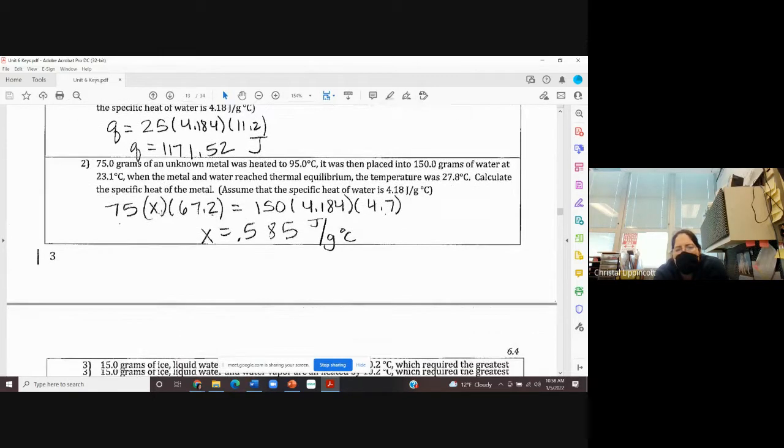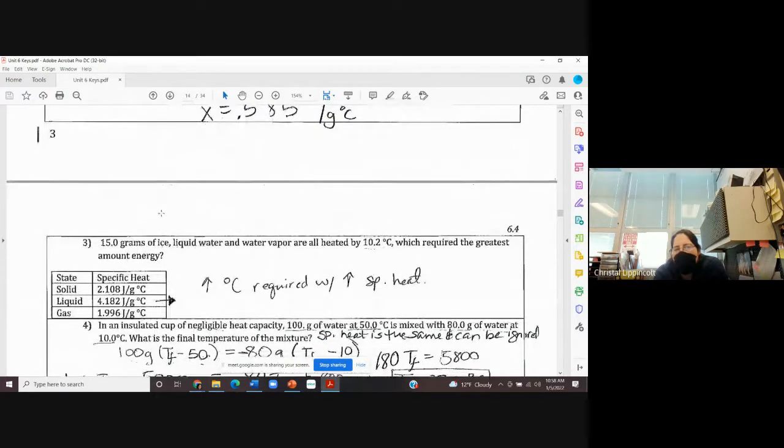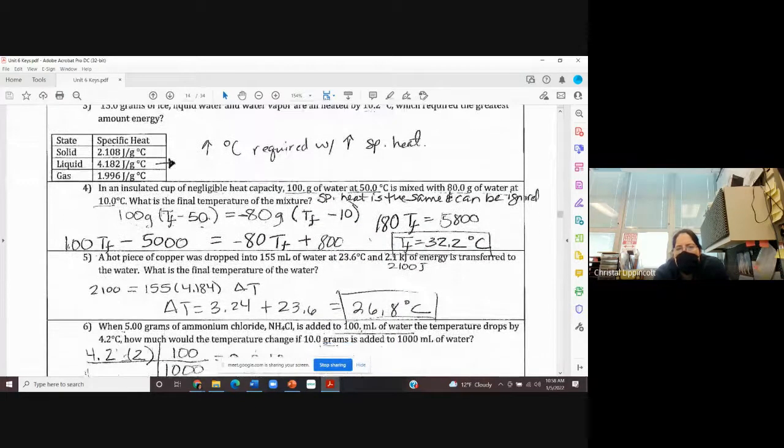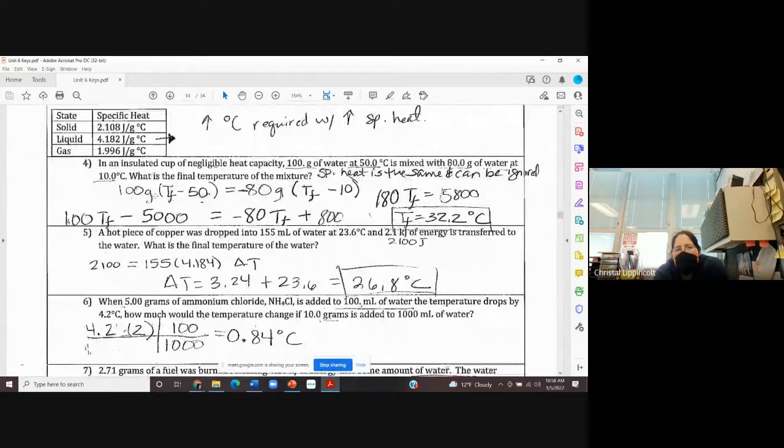All right, any questions on number 3? Okay, number 4 then. You don't know the final temperature of these. They're going to be the same value though, because they both end up getting to thermal equilibrium. Okay. The specific heat is the same. It can be ignored. Okay. So you can ignore that.